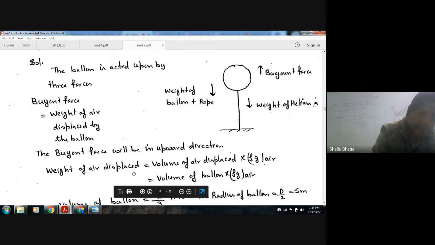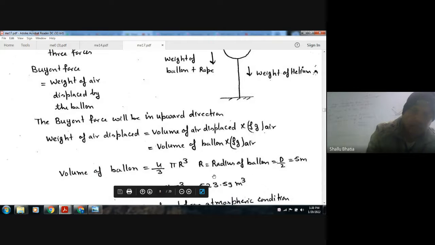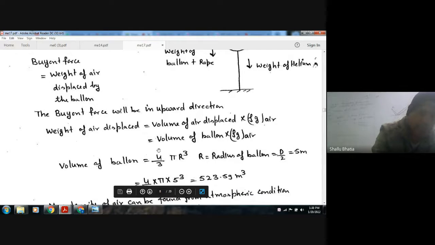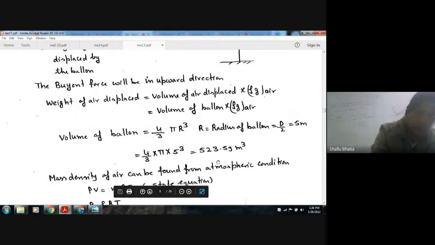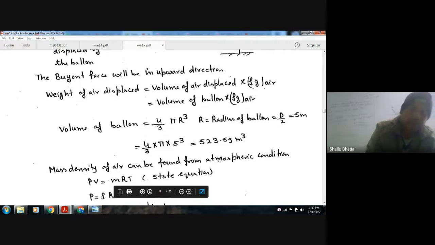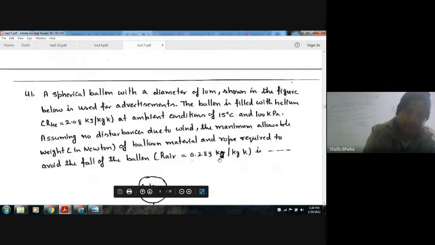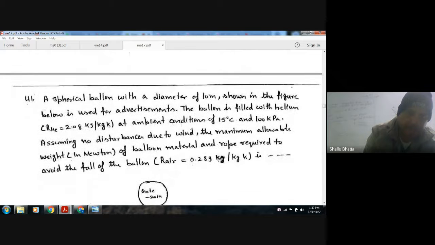The weight of air displaced is the volume of air displaced times rho g of air. The volume of air displaced is the volume of the balloon. The volume of the balloon is 4/3 pi r cubed, where r is the radius of the balloon, that is 5 meters. So the volume of the balloon is this, and now the pressure and ambient temperature conditions are given.